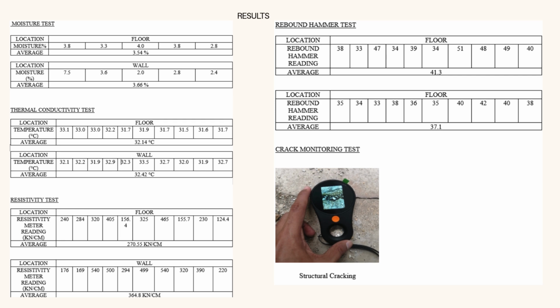4. Rebound hammer test. For the rebound hammer test, 2 locations on the floor were tested. The first location had a higher average of 41.3, and the second a slightly lower average of 37.1. These results reflect adequate concrete surface hardness and suggest that the structure still retains good strength.